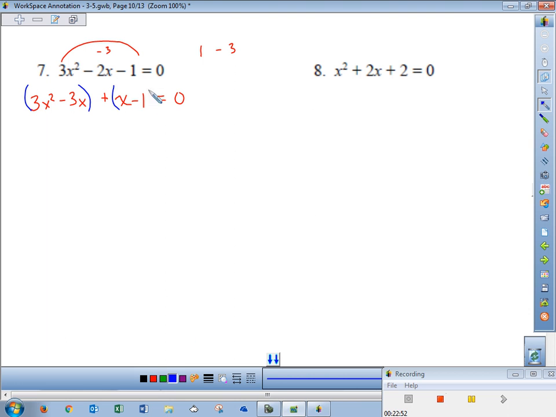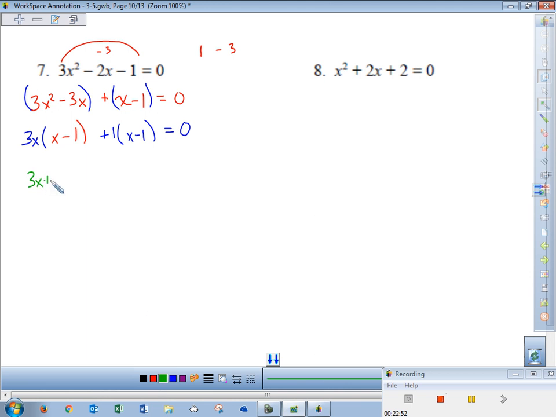Come on, baby. Take the GCF out of each group. 3x can come out of this group. And the GCF that comes out of that group will be a 1, and he's positive. And that will equal 0. Regroup the GCFs as a group of their own. So 3x plus 1 times x minus 1. And zero product property: x equals negative 1/3 or 1.